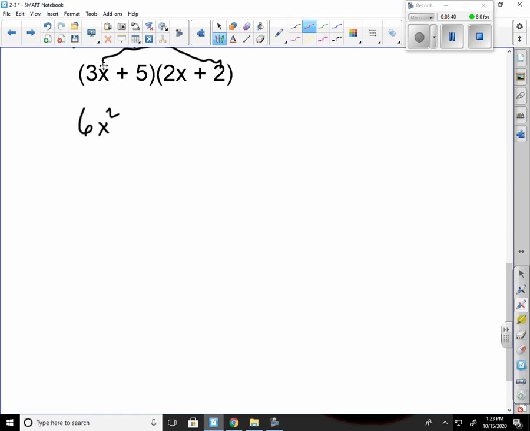Outer is 3x times 2. That's 6x. Inner is 5 times 2, which is 10x. And last is 5 times 2, which is 10. Gives me 6x squared plus 16x plus 10. And that's my final answer.